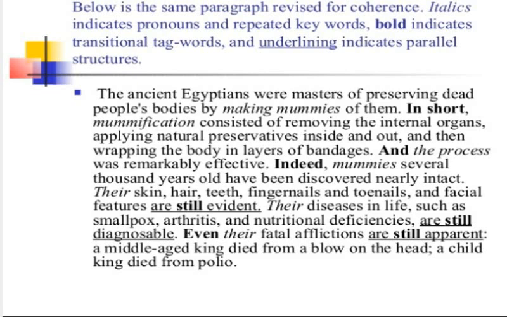Indeed, mummies several thousand years old have been discovered nearly intact. Their skin, hair, teeth, fingernails and toenails and facial features are still evident. Their diseases in life, such as smallpox, arthritis, and nutritional deficiencies, are still diagnosable. Even their fatal afflictions are still apparent. A middle-aged king died from a blow on the head. A child king died from polio.